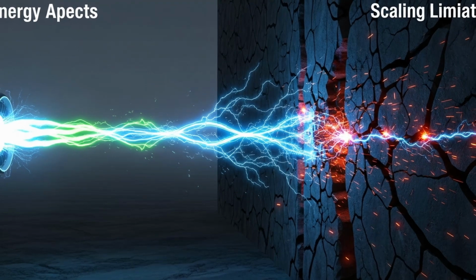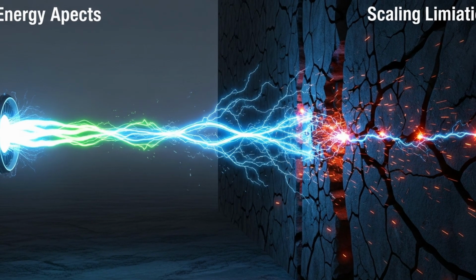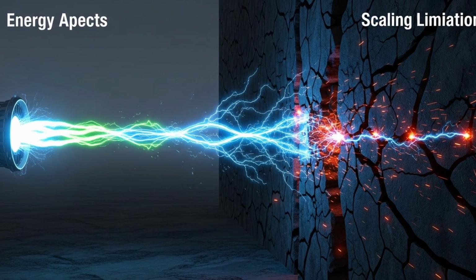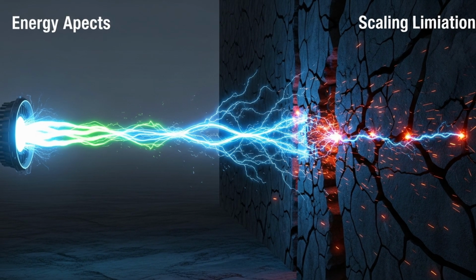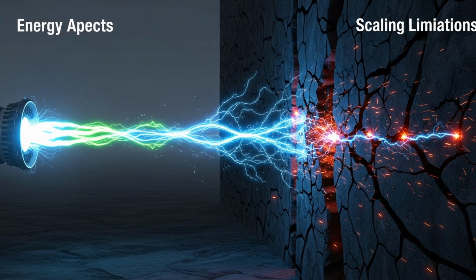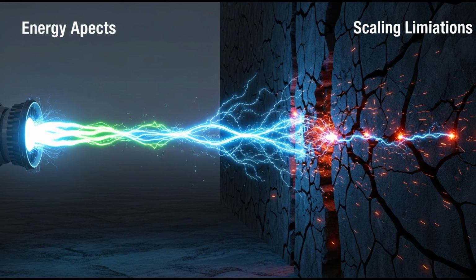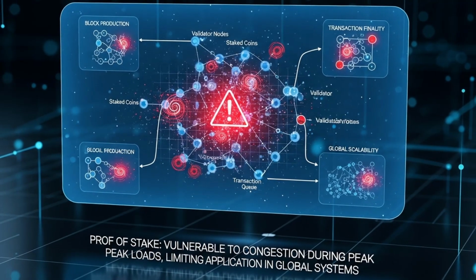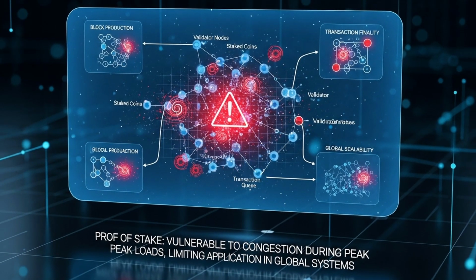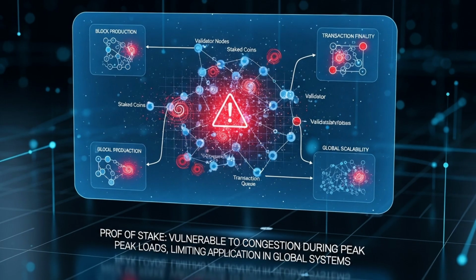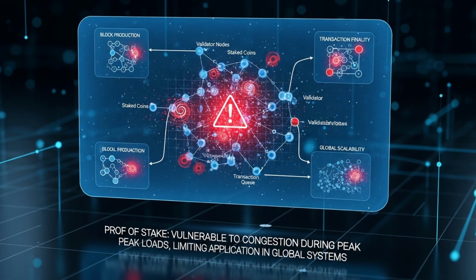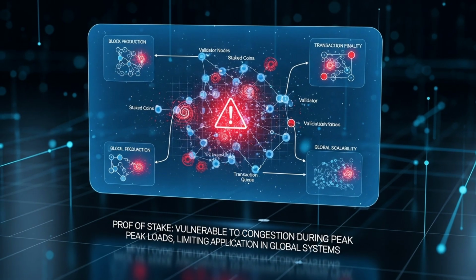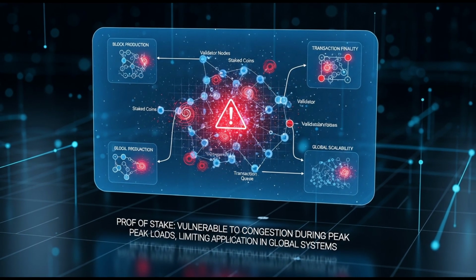Energy aspects and scaling limitations. Although PoS is significantly more energy efficient than PoW, consuming 99% less energy, it still requires resources to maintain staking infrastructure like validator servers. Scaling is limited. High stake slows down consensus, like in Cardano with TPS of about 10 to 20, compared to 1000 in PoW optimized networks. This makes PoS vulnerable to congestion during peak loads, limiting application in global systems.